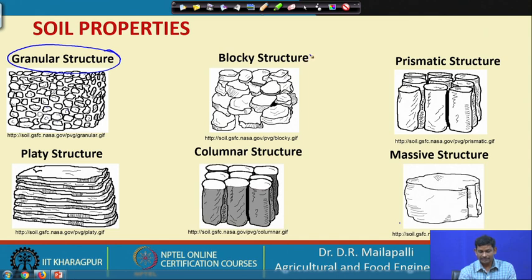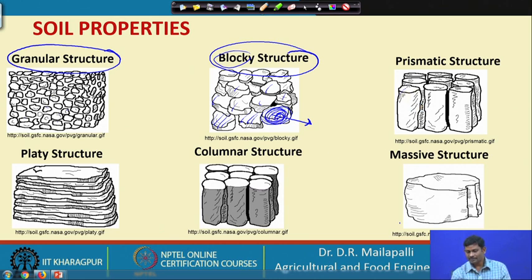Another arrangement of soil particles could be blocky, with small block shapes arranged one by one. One block contains a number of soil particles, not just one particle, which is why the particles are arranged in this blocky manner. Similarly, soil particles can be arranged in a prismatic manner, like prisms, and in a platy structure, which are the plates.